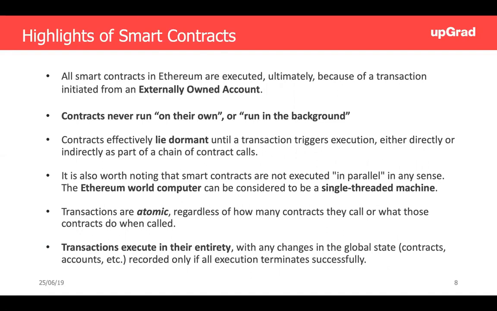So a contract will only run when you have an input transaction. It will run for the duration of the transaction. It will return a result, and then it will stop running, right? So the only time it will run next is when a new transaction comes in. There is no such process as running in the background.